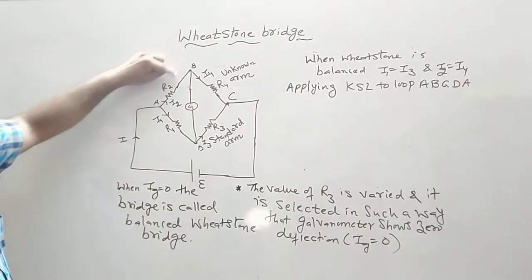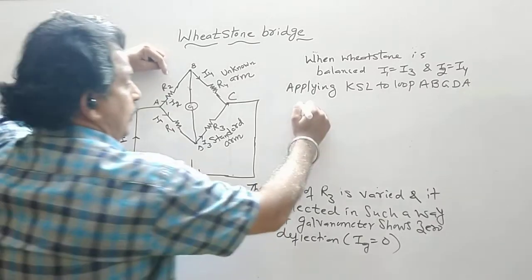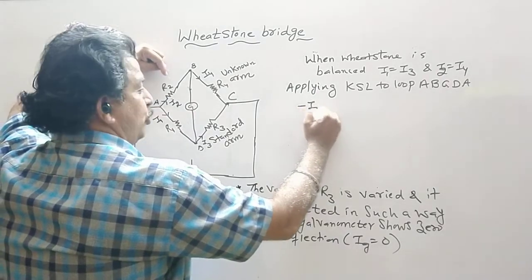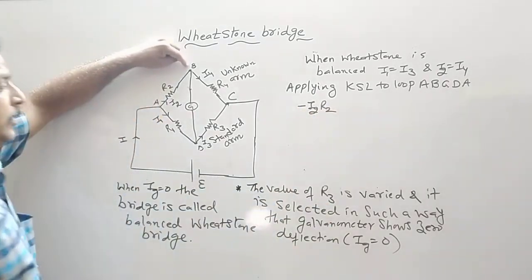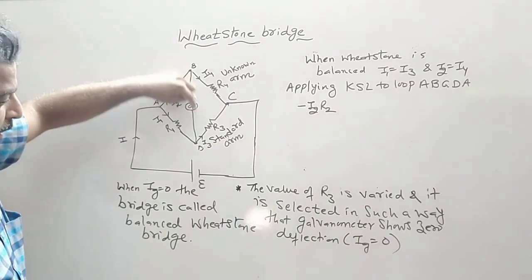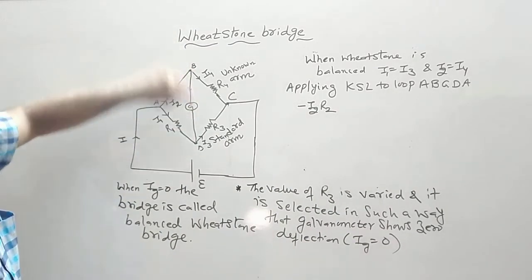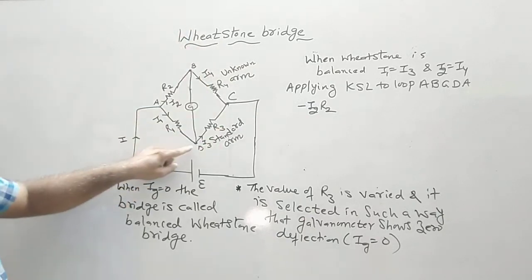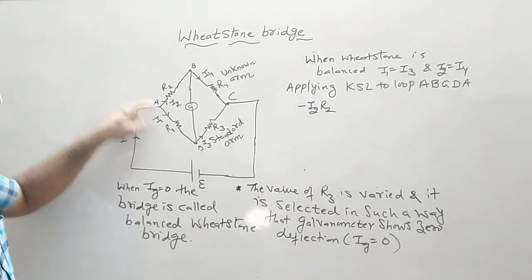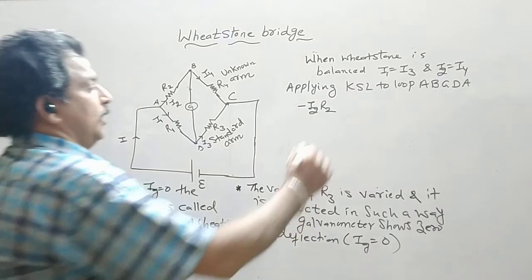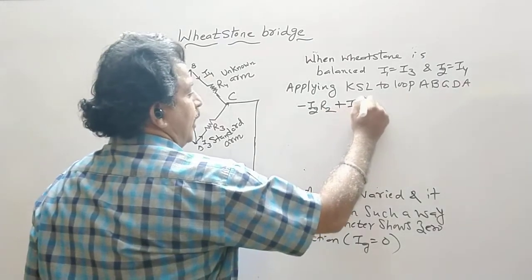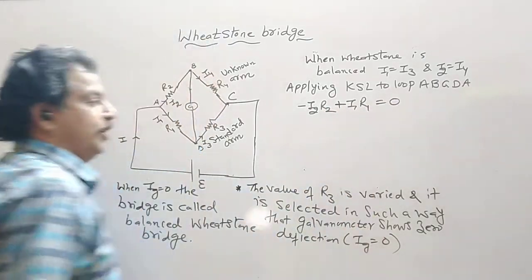Now moving in the direction of the current, so minus I2 R2. Then from B to G to D, no current is there, so nothing has to be written. D to A, current is coming opposite to us, so it will be I1 R1 and equal to 0.